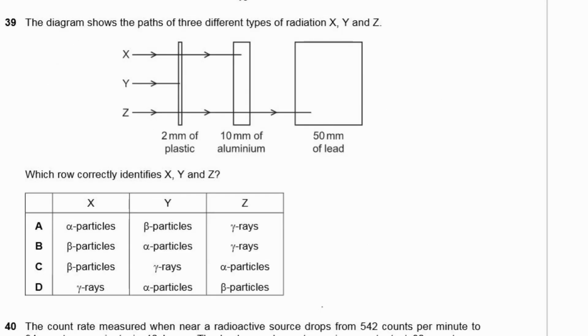39. The diagram shows the paths of 3 different types of radiation, X, Y and Z. Which row correctly identifies X, Y and Z? Well, Y stops straight away. The first thing it hits, which is a tiny bit of plastic, so it's going to be an alpha particle. X goes through several millimeters of aluminium and then it stops, so that's going to be a beta particle, and Z goes all the way through till it hits some lead. That's going to be a gamma ray. So we're looking for beta, alpha, gamma. And that is option B.